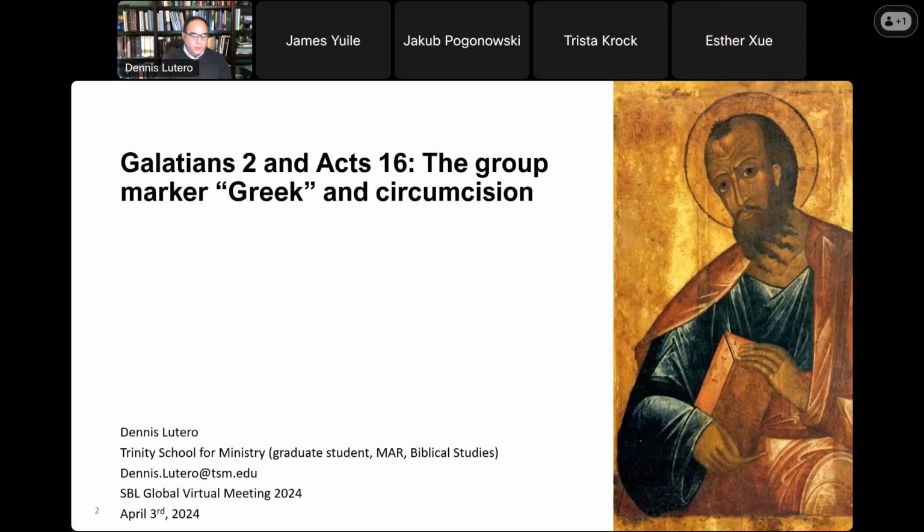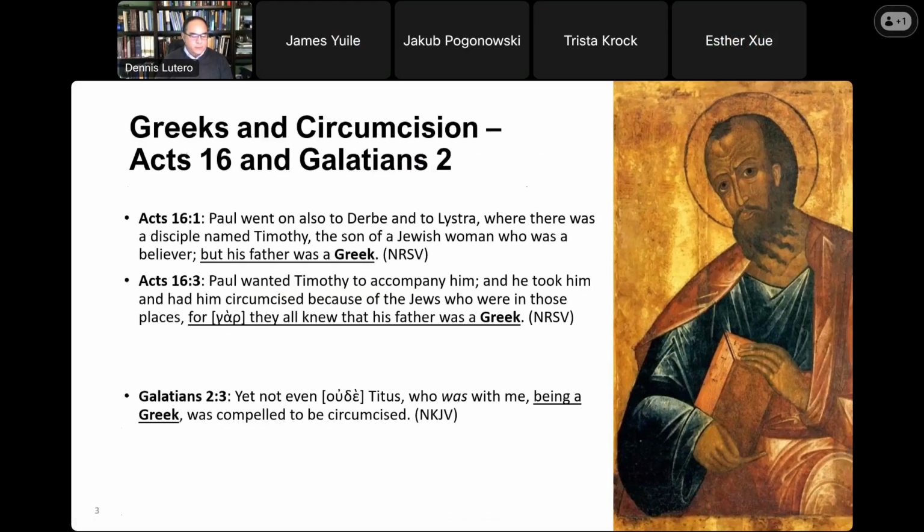I'd like to explore with you the use of the group marker Greek or Greeks as it's used in the New Testament, specifically as we find it in Acts 16 verses 1 and 3 and Galatians 2 verse 3, to see how we might use the practice of circumcision to better understand the use of this group marker Greek, which is traditionally considered synonymous with the term Gentile, by analyzing these two passages together.